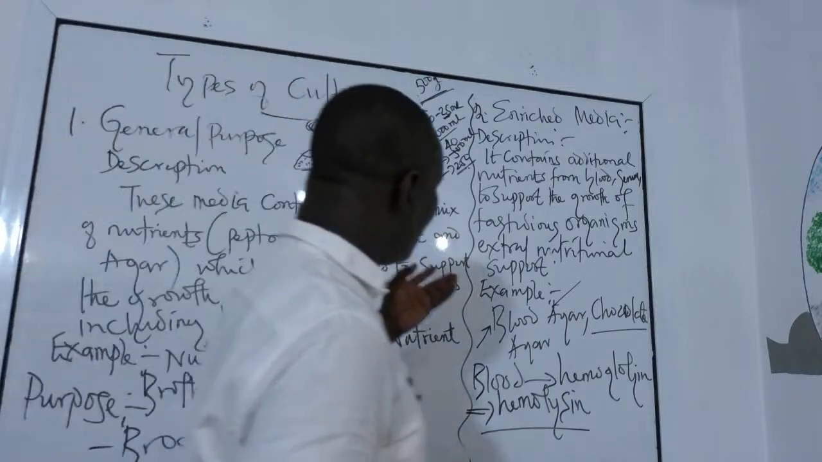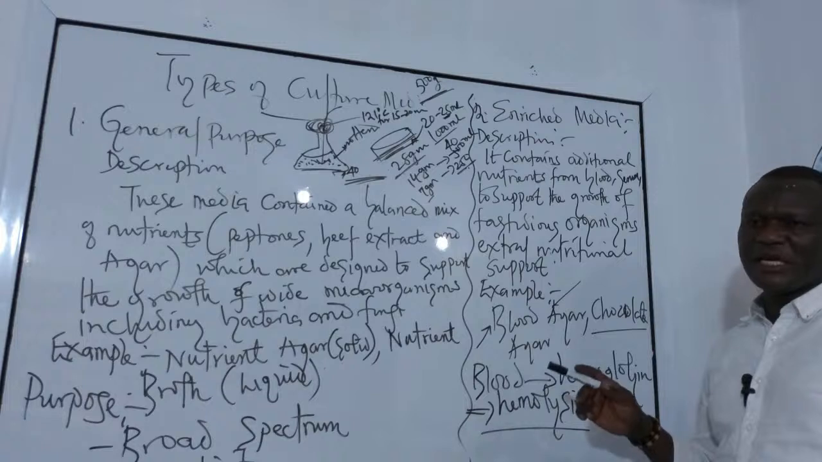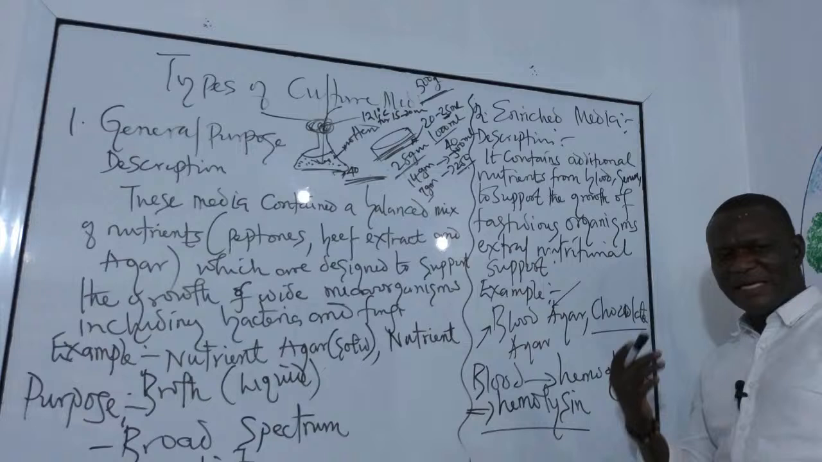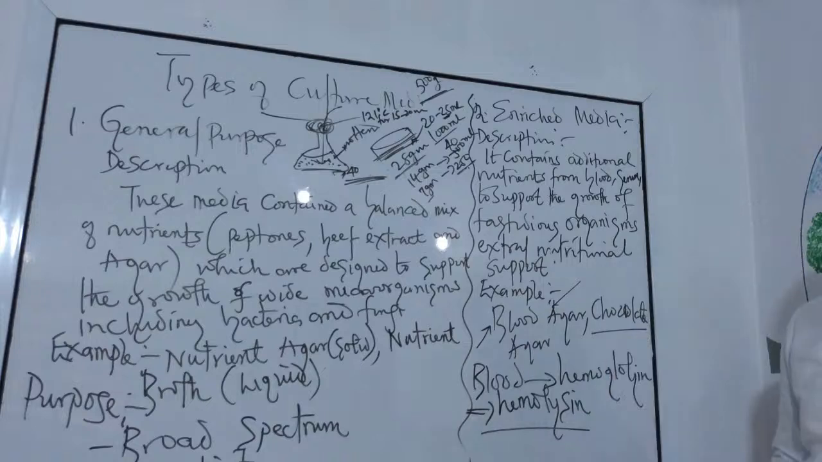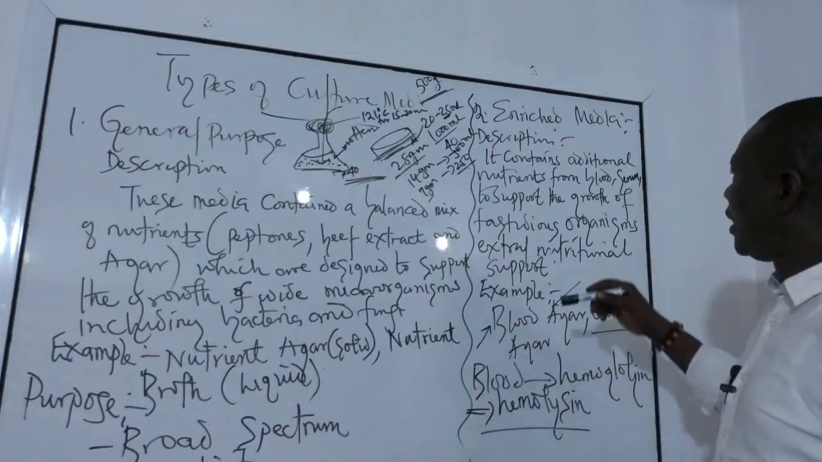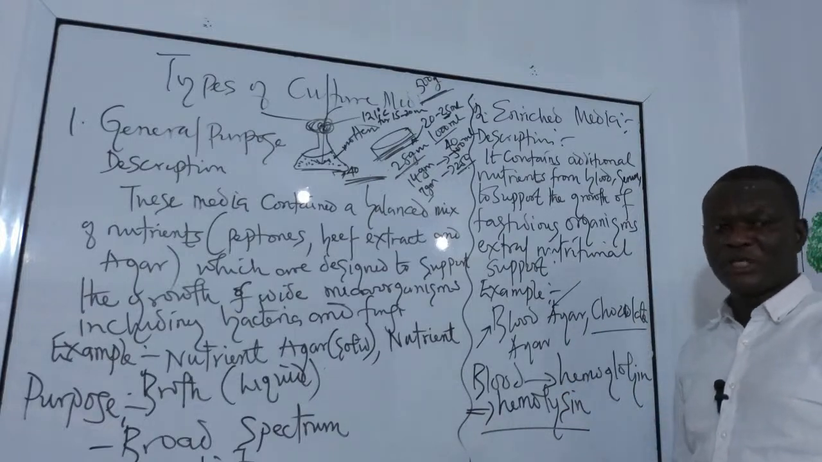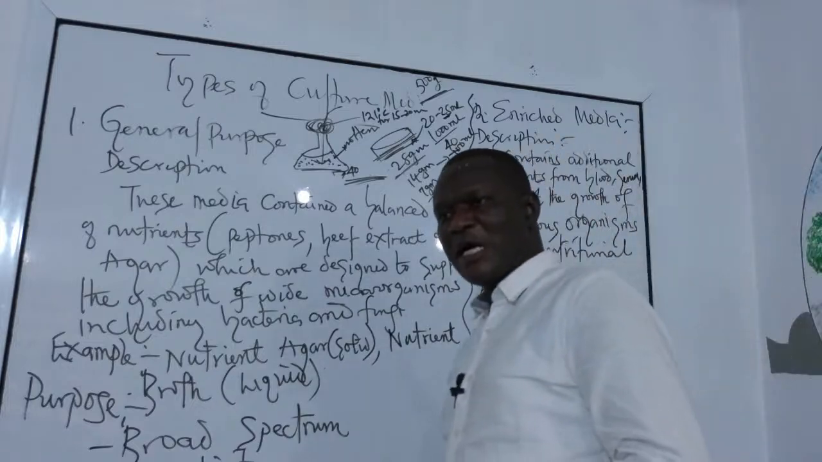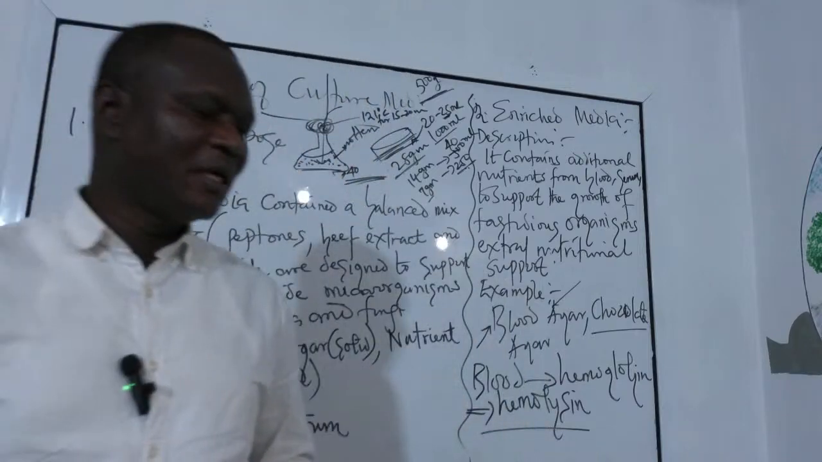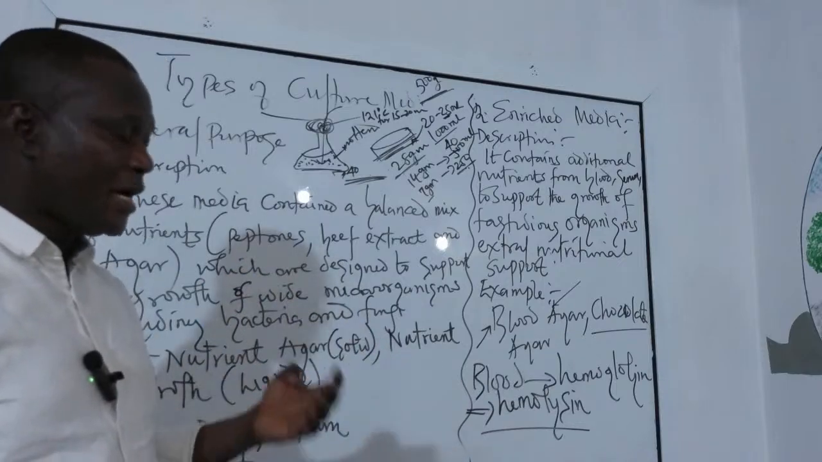The next type of agar is what is called enriched agar. Just from the word enriched, it means you have fortified it and added an additional nutrient apart from the normal one. Apart from somebody that's going to take gari, you have added sugar, milk, moi moi, granules, and a lot of other things. An example of that is blood agar as well as chocolate agar.